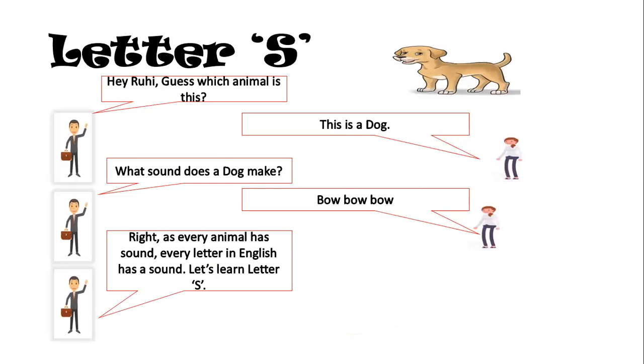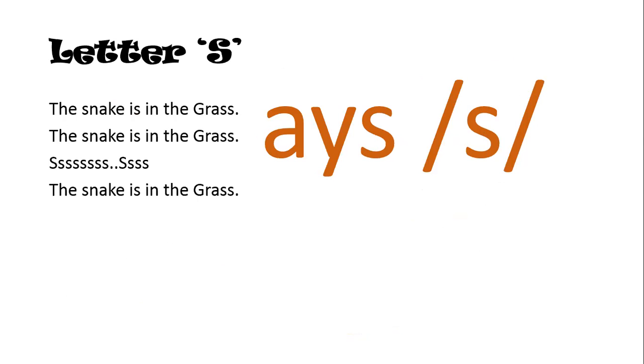Likewise, as every animal has a sound, every letter in English has a sound. Let's learn the letter S and its corresponding sound. Letter S says sss. Letter S says sss sound.